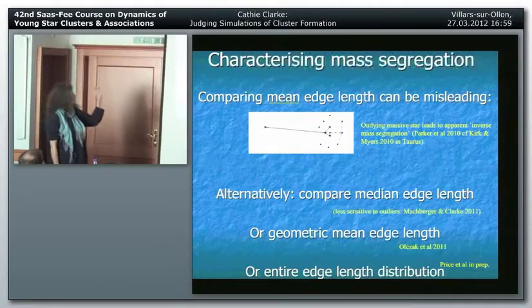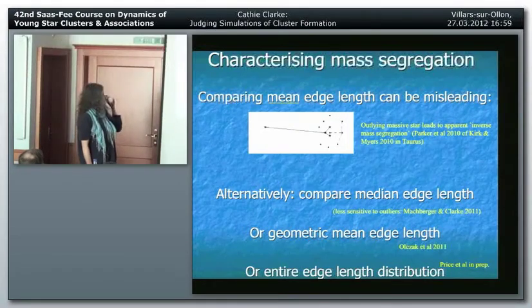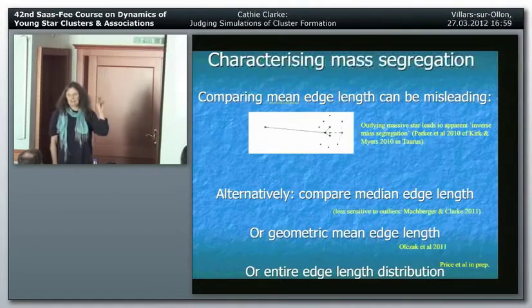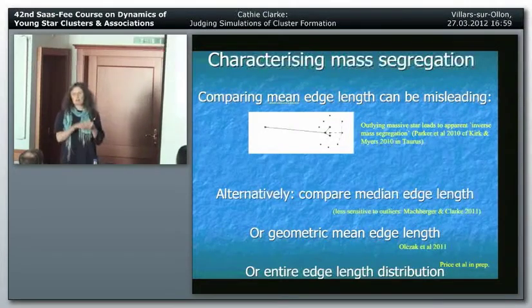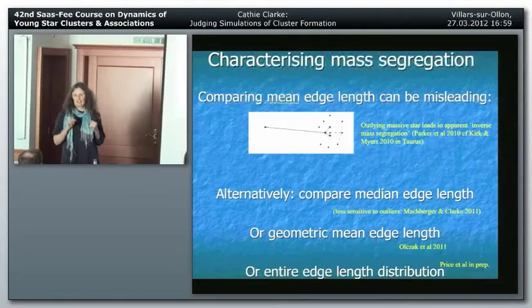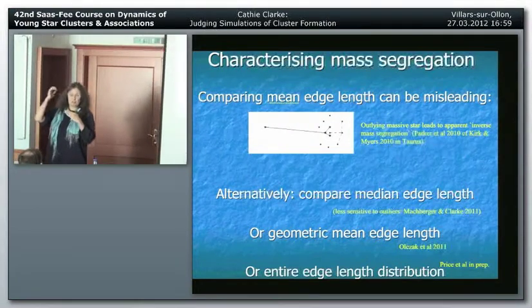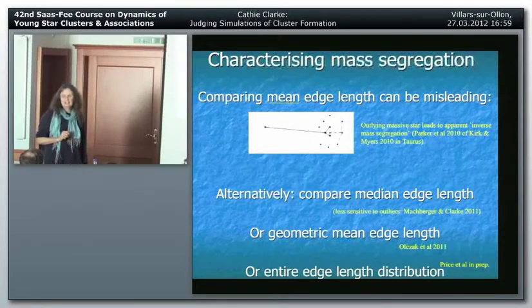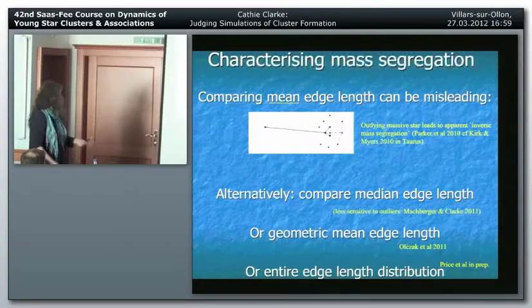It just means that you could construct a minimum spanning tree for your subset of stars and look at the distribution of edge lengths. Of the entire cluster? No, of your subset. But then, what's the difference to the mean? No, because you could then do a KS test of the distribution of edge lengths against the other random samples. And so that's not so sensitive to just one diagnostic. So that's another thing that we're looking at the moment.